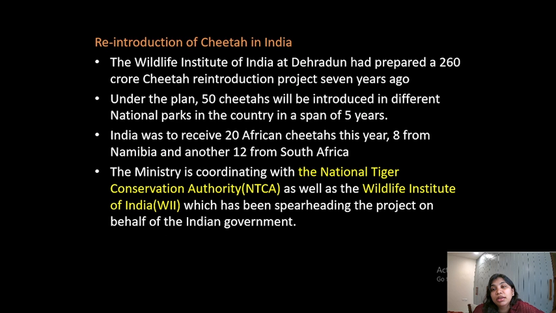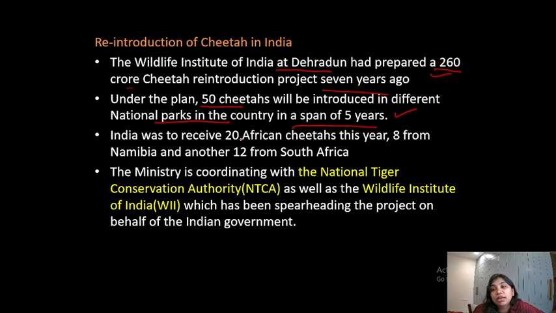So, the reintroduction of cheetah in India. The Wildlife Institute of India, whose capital is at Dehradun, prepared this plan with a budget of 260 crores 7 years ago. Under this plan, 50 cheetahs would be introduced in different national parks in the country in the span of 5 years. But at the time, what happened? The Supreme Court rejected this relocation and the budget amount also.